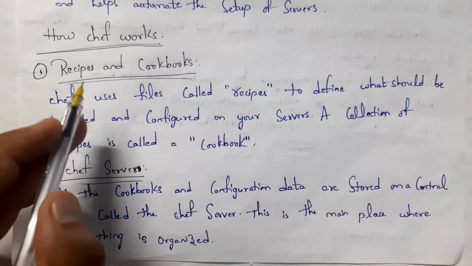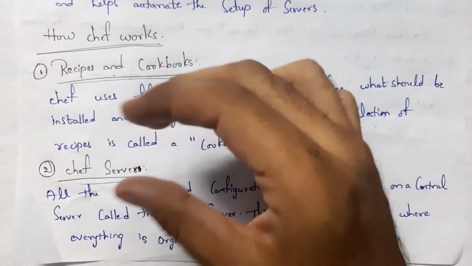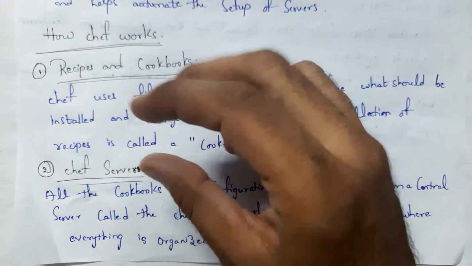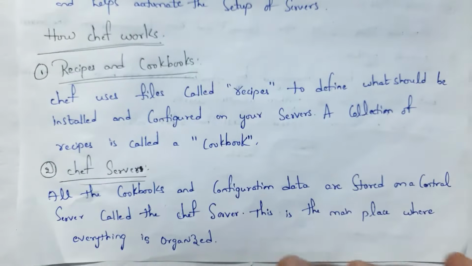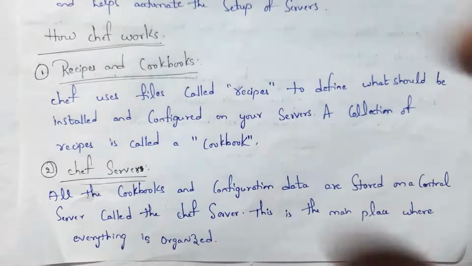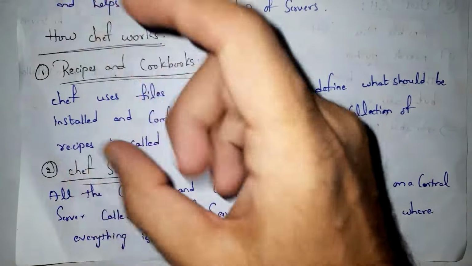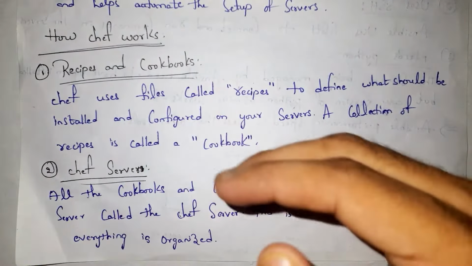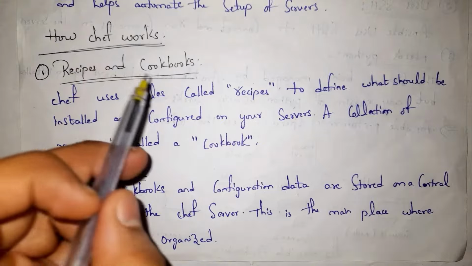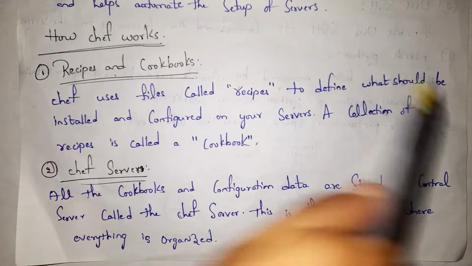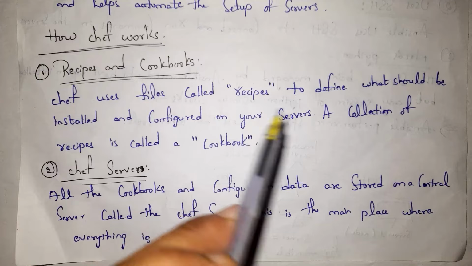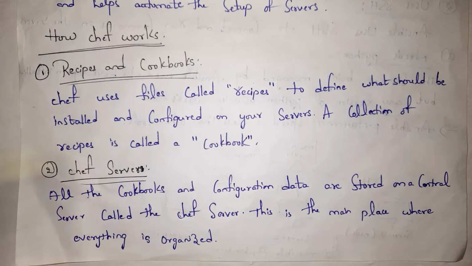You need to know what are recipes and cookbooks. Guys, in Chef, you need to create files in order to perform various operations on servers. And we call these files recipes. And if you place all these files in one single folder, then we call it a cookbook. So Chef uses files called recipes to define what should be installed and configured on your servers. A collection of recipes is called a cookbook.